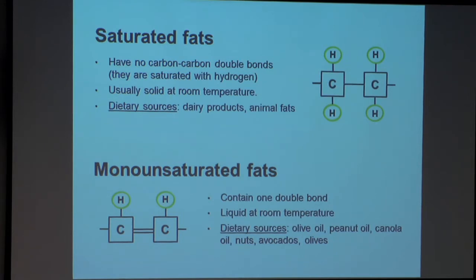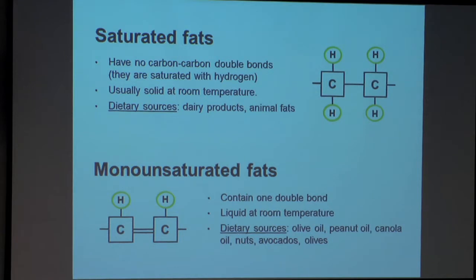Saturated versus unsaturated fats has to do with the molecular models of each of the fat molecules and how many carbon-carbon double bonds it has. Saturated fats are completely saturated with hydrogen. They have no carbon-carbon double bonds, which I've depicted up here in my crude depiction. They're going to be solids at room temperature, which is one clue that you're dealing with a primarily saturated fat. You're going to find them primarily in dairy products and animal fats.